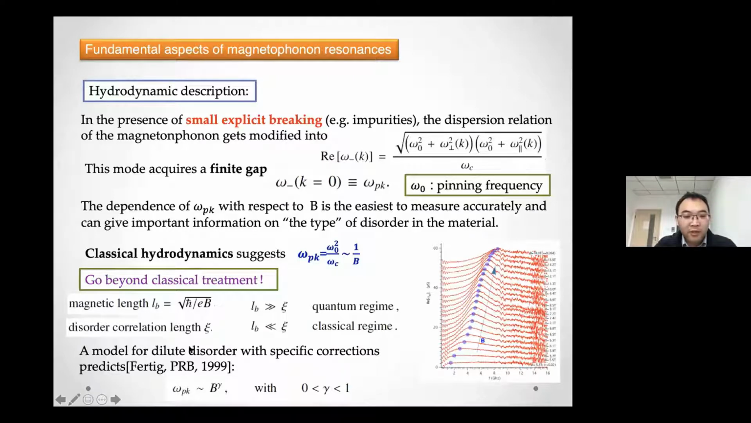Actually, a good example is dilute disorder, by considering quantum corrections. For example, in this paper, they give this kind of dispersion relation. It's the peak as a function of magnetic field, sorry. And this power gamma is between 0 and 1. It's very different from the classical hydro.